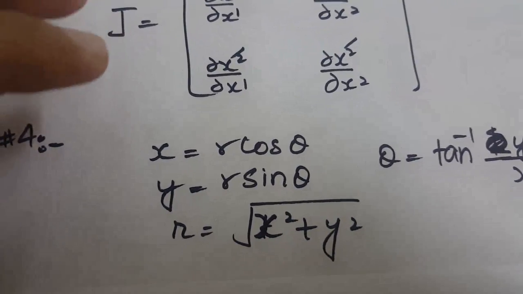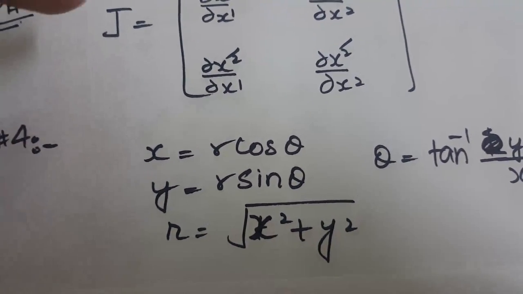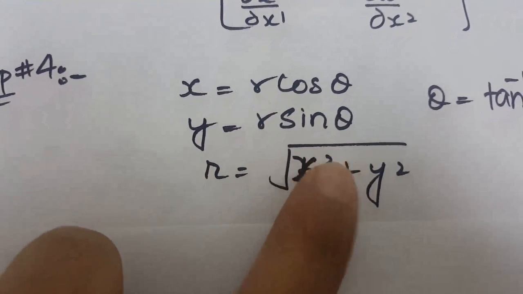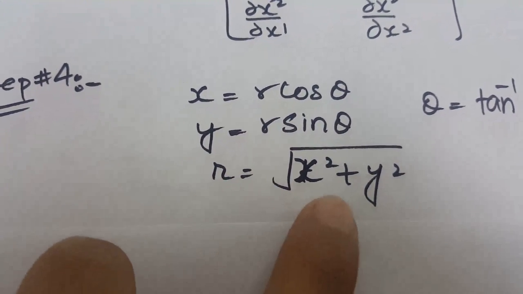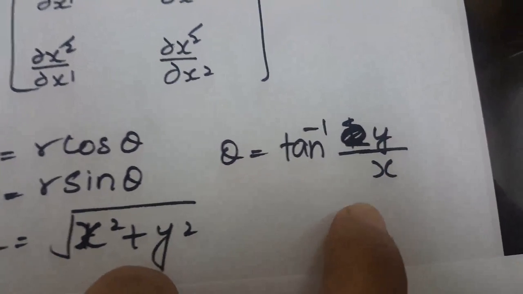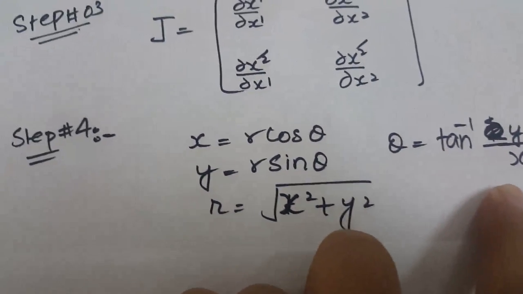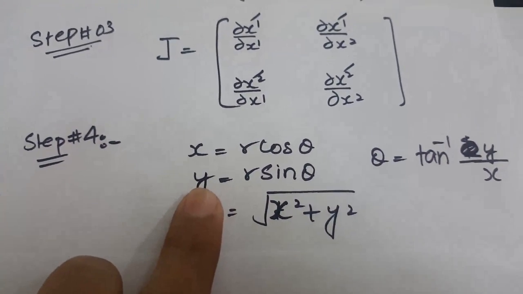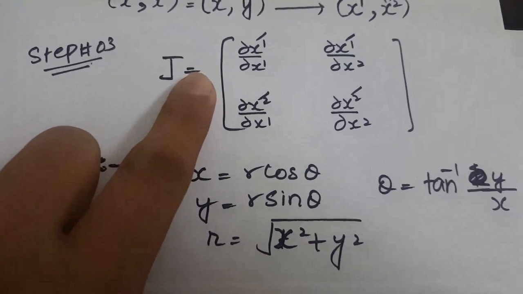And we know the relationship between Cartesian coordinate system and polar coordinate system is x equals r cos theta, y equals r sine theta, and r equals square root of x square plus y square, where theta equal to tan inverse of y by x. So utilizing this, we are going to take partial derivatives with respect to Jacobi transformation matrix.